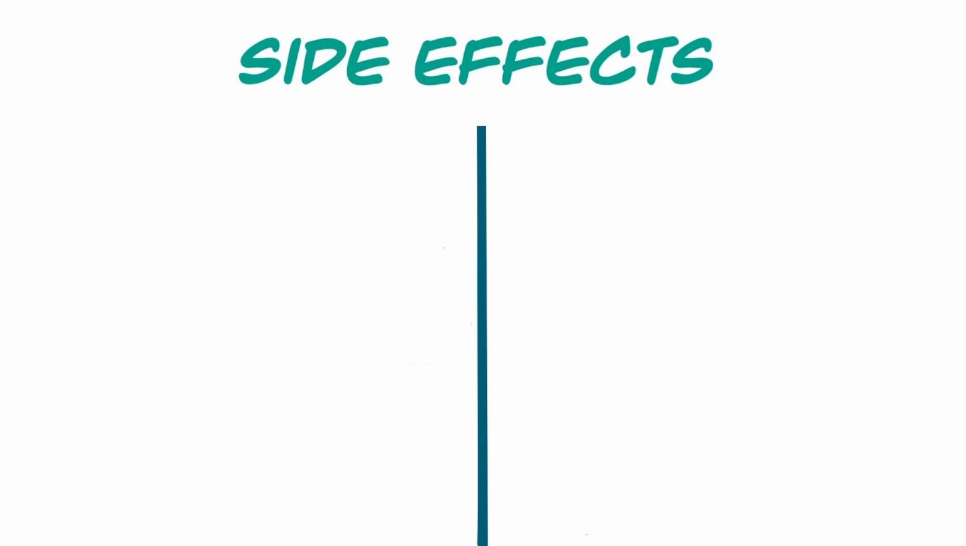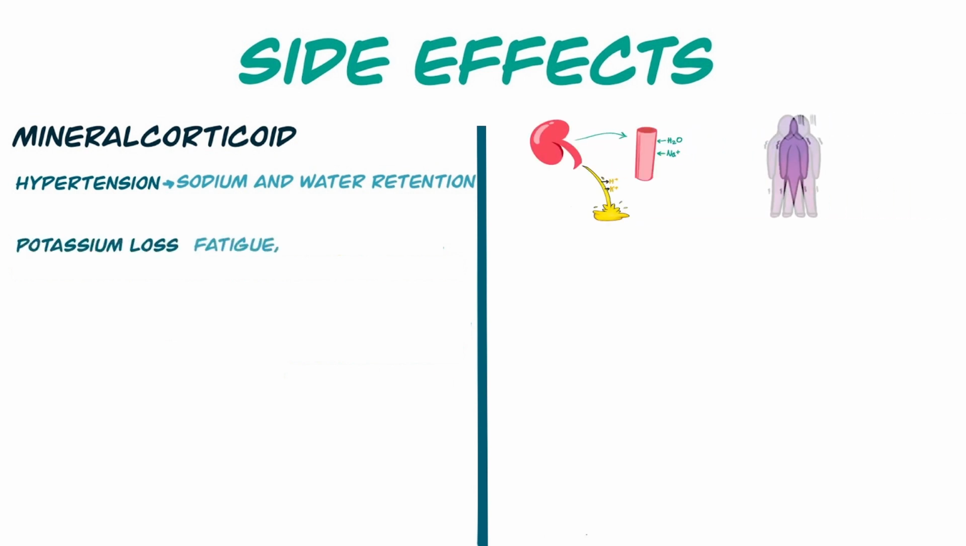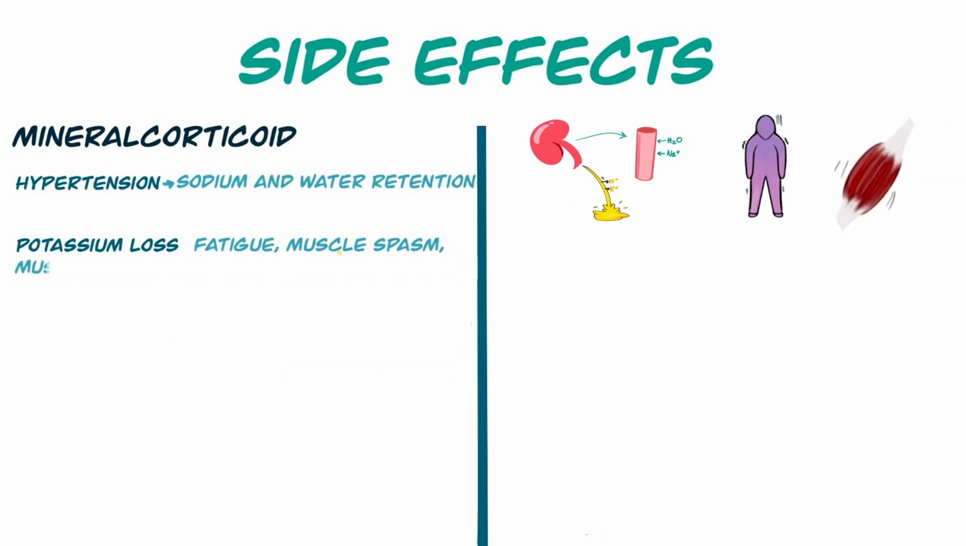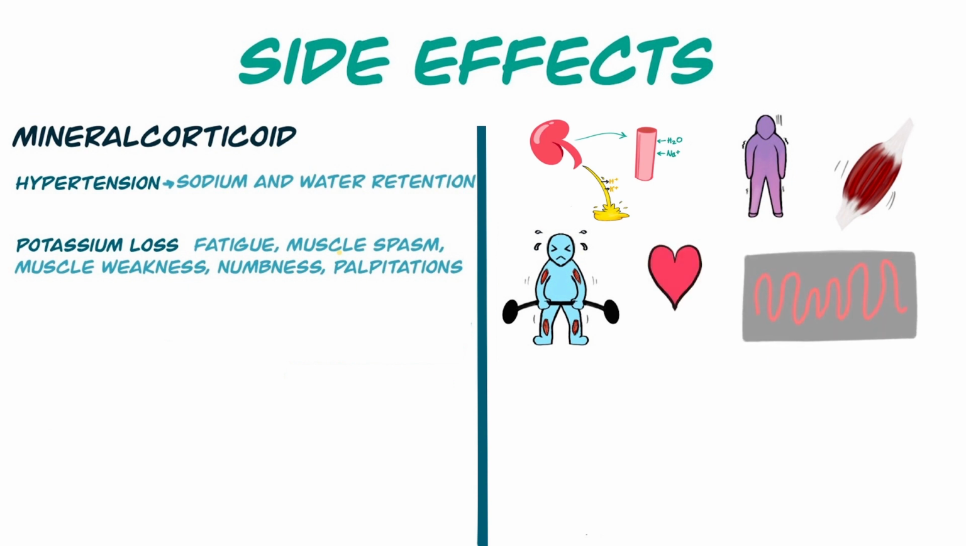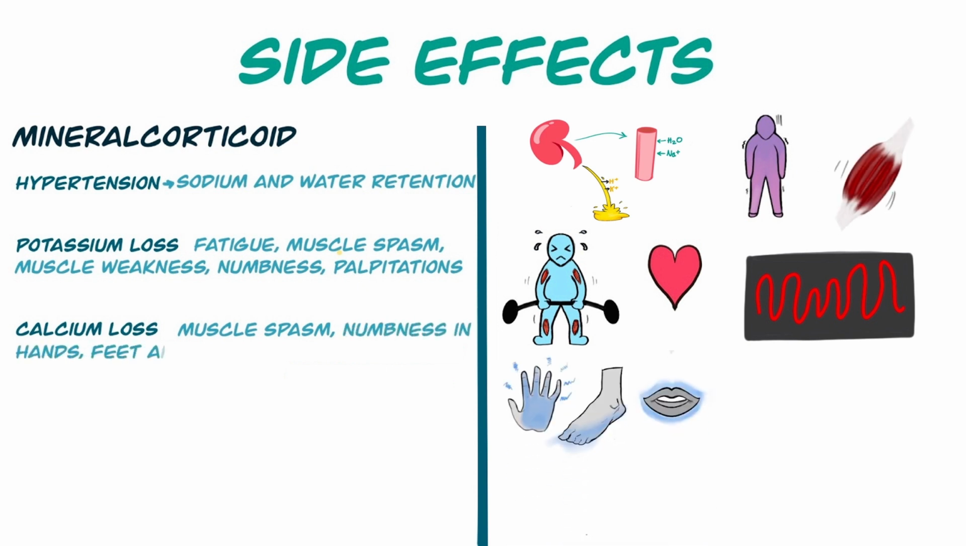So, what side effects do we have for mineralocorticoids? We've got hypertension, which is to counteract the hypotension that we just discussed, and that's because of the sodium and water retention that we just mentioned before. It can also cause potassium loss, with symptoms such as fatigue, muscle spasm, muscle weakness, numbness, and palpitations, as well as calcium loss, which also can cause muscle spasm, numbness in hands and feet, especially around the mouth, and irregular heartbeat or bradycardia.